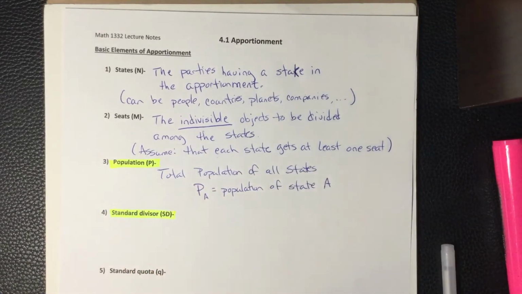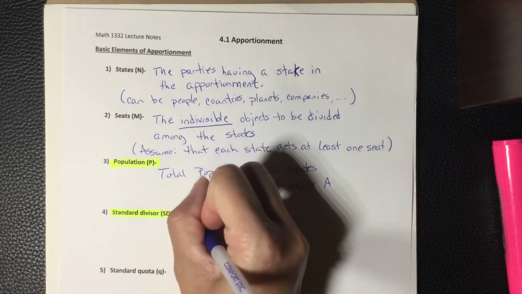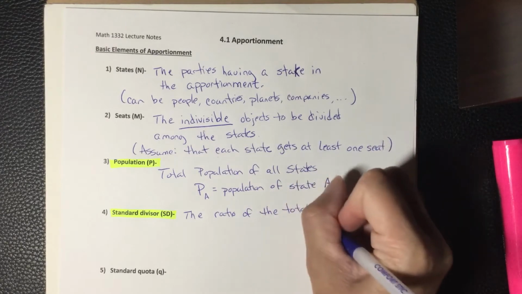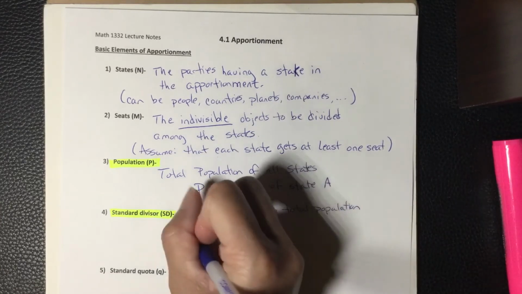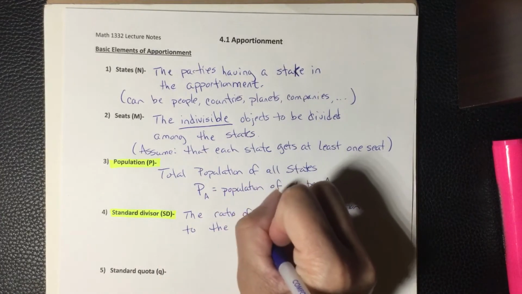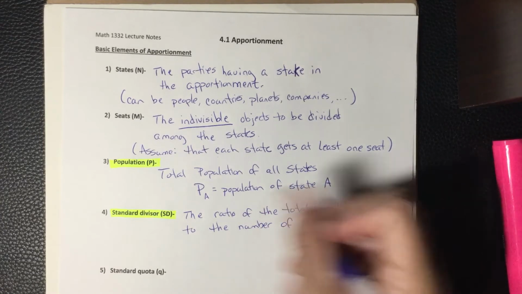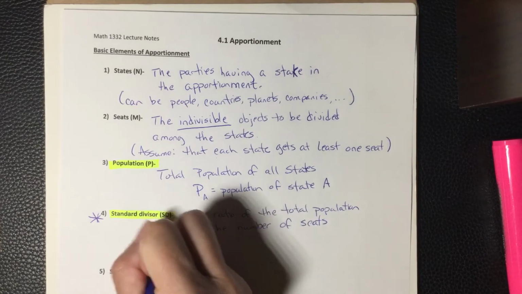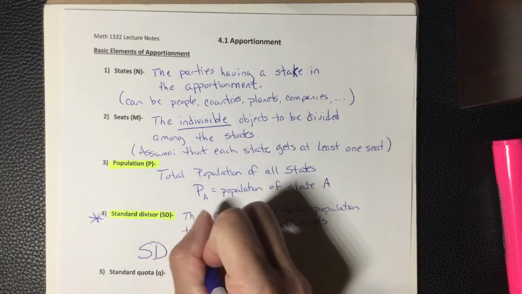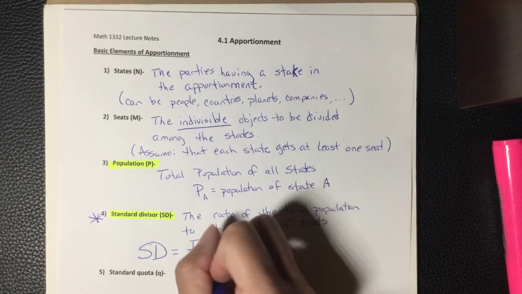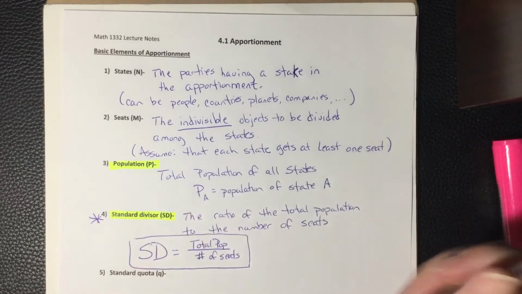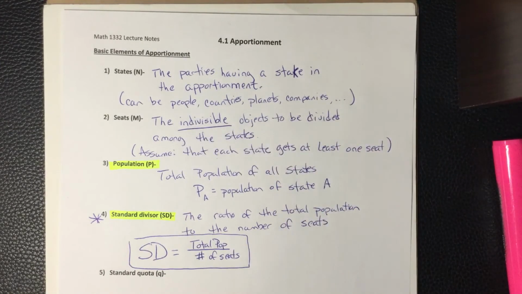All right, our next big one that we're going to use a lot is standard divisor. And this is going to be the ratio of the total population to the number of seats. Now we're going to use this a lot in this lesson, so let's go ahead and write this as a formula. I'm going to put SD for standard divisor. That's going to be total population divided by number of seats. Now if you look in the book, they like to use the letters, so they'll do P over M. I have trouble remembering what all the letters mean. So for this, I'm just going to think total population divided by number of seats.